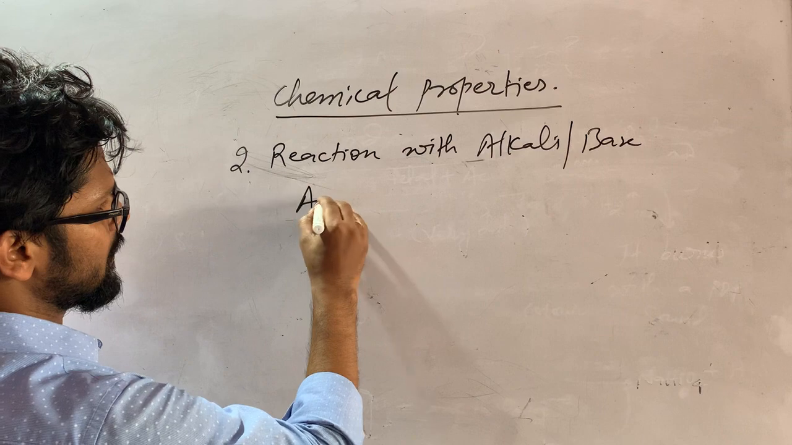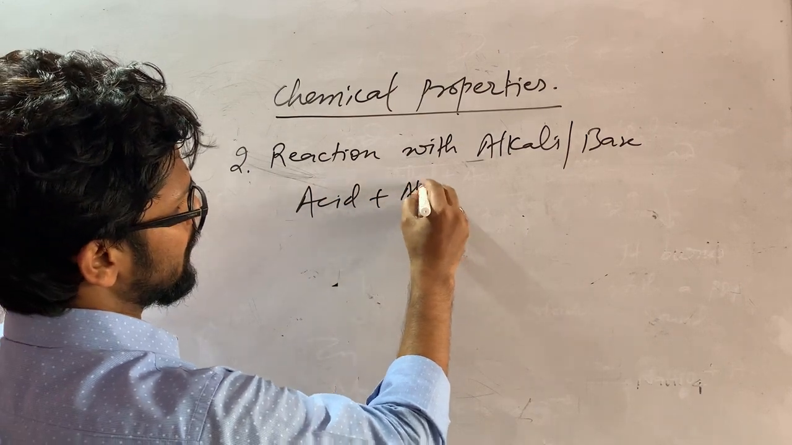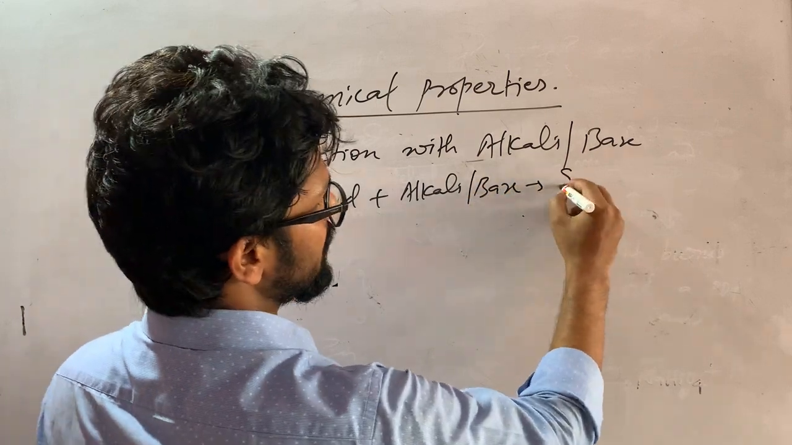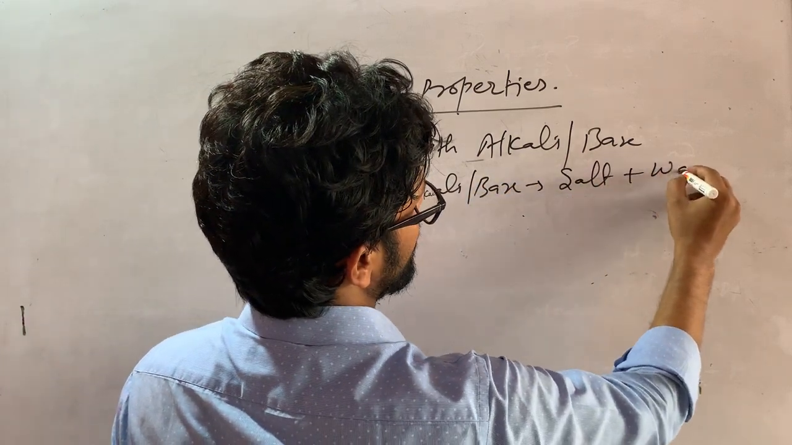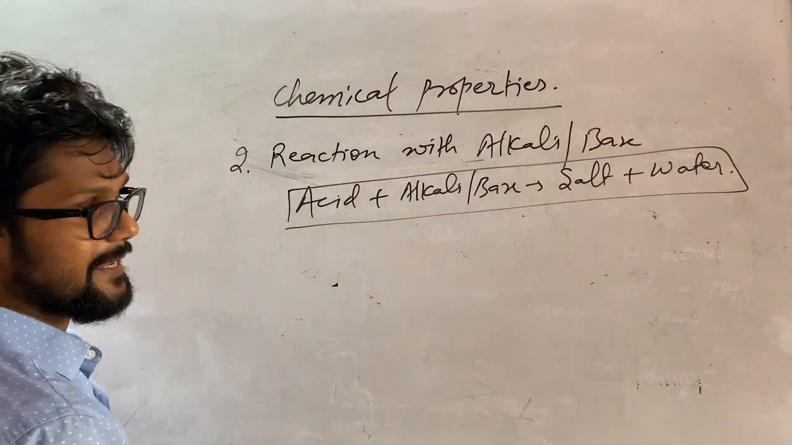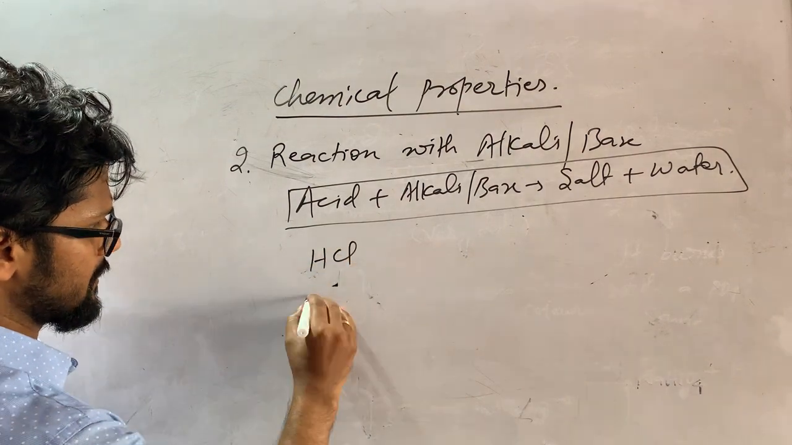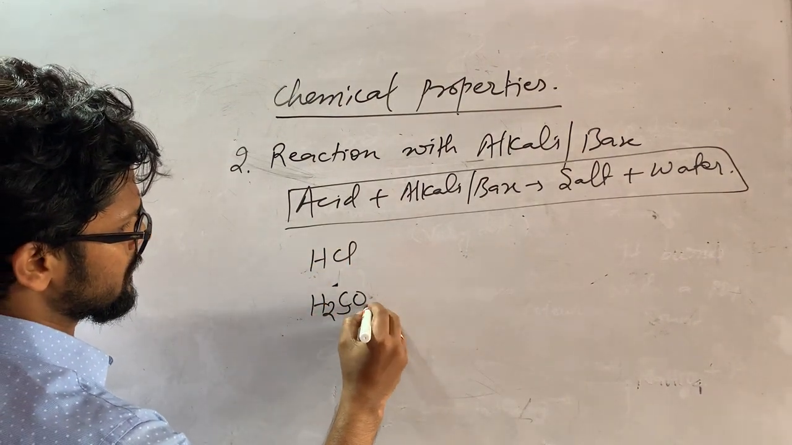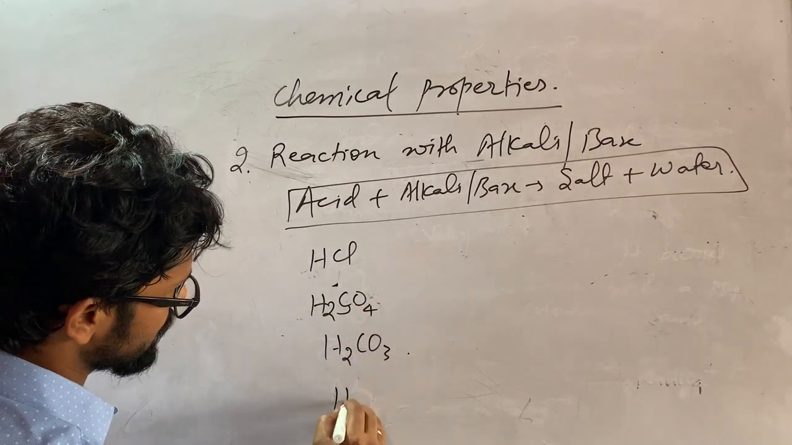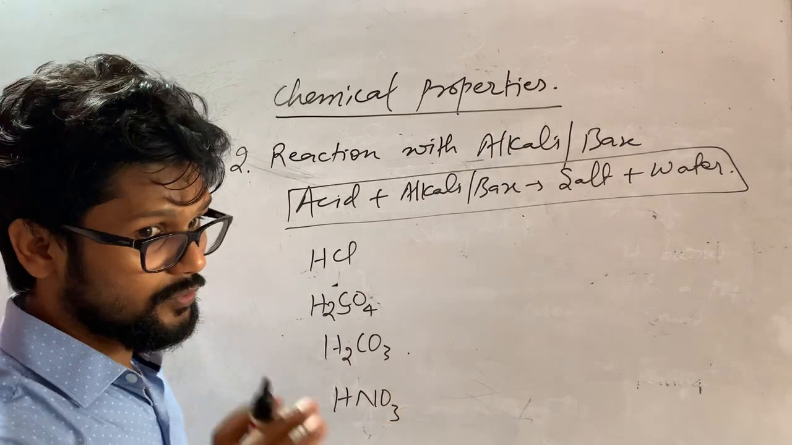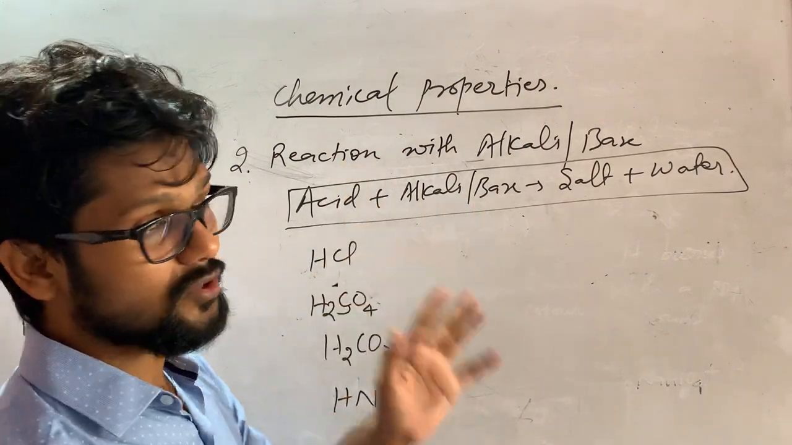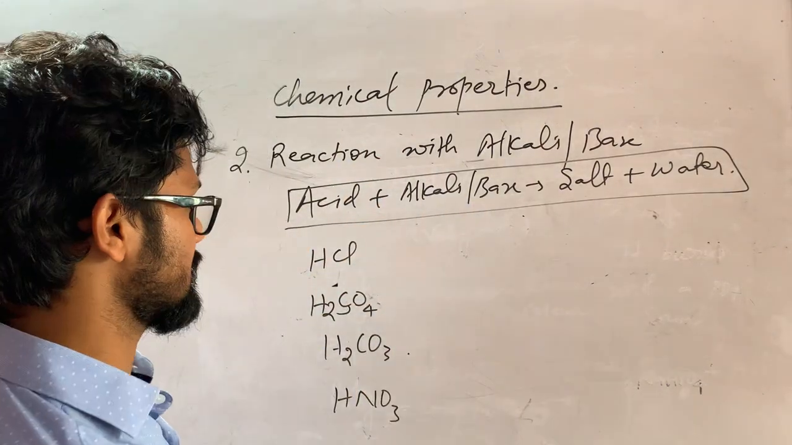So the concept is, when acid reacts with alkali or base, it always gives salt plus water. You must remember this key. This is the concept. Now we'll take an example. HCl is an acid, H2SO4 is an acid, H2CO3 is an acid, HNO3 is an acid. We are talking about properties of dilute acid. You must remember, we are discussing reactions of dilute acids, not the concentrated.